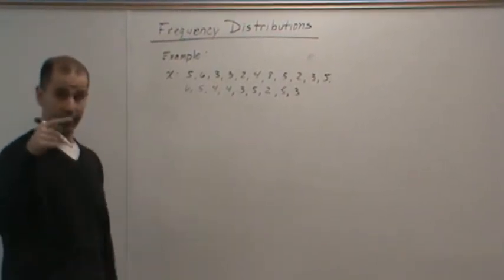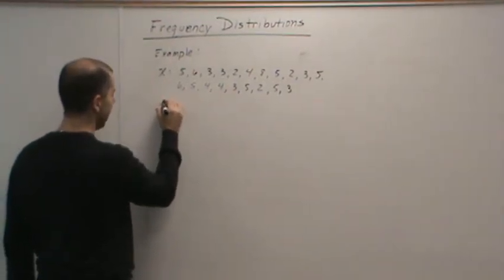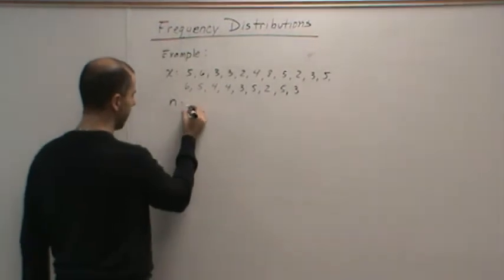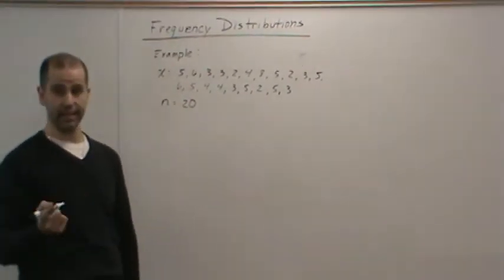We're going to get to this later, but might as well introduce it now. So in this case, n is 20. So n is the sample size. n is equal to 20. Okay, lowercase n is the sample size.